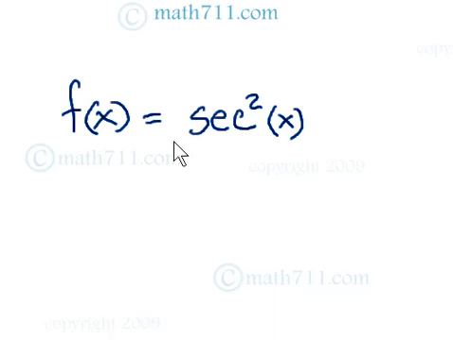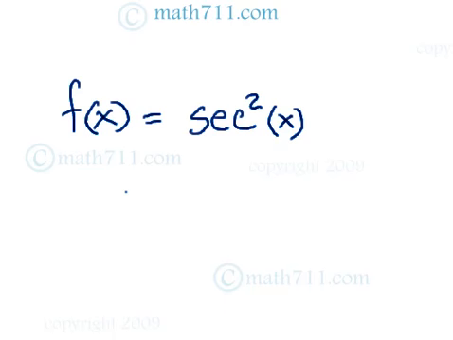We have f of x is equal to secant squared x. Now, you can memorize the derivative of secant squared x, which is actually kind of difficult to do. So I'm going to convert this over to cosine. So remember what secant x is. It's 1 over cosine, but we have secant squared x.